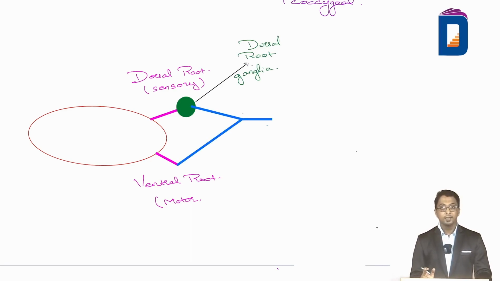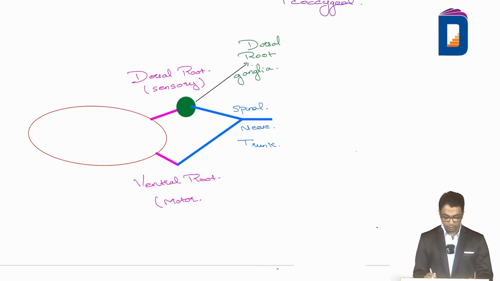From there, they are going to converge and you're going to get the spinal nerves. This blue structure is the spinal nerve trunk, or you can call it a spinal nerve. So what all did you get? We've got a dorsal root and a ventral root, they both join together and we get a spinal nerve. So this is a structure which you have to understand.